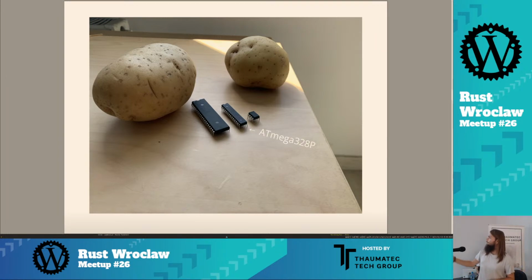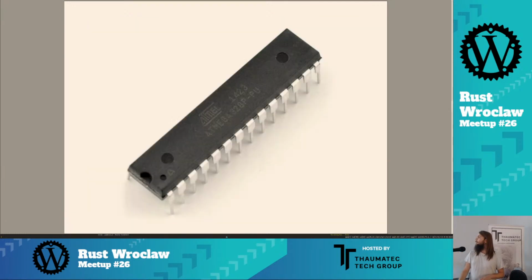And the microcontroller in the middle is probably the most popular AVR, called the Atmega 328P. If you Google for Arduino Uno, this is the Atmega that is put in the Arduino Uno. And if we zoom in a little bit, that's how it looks.